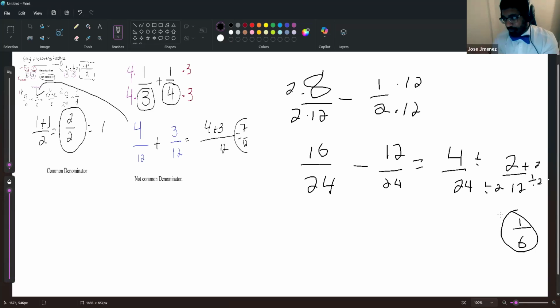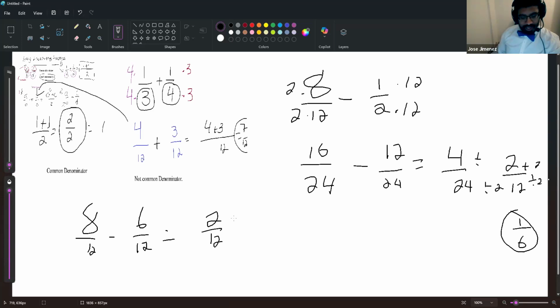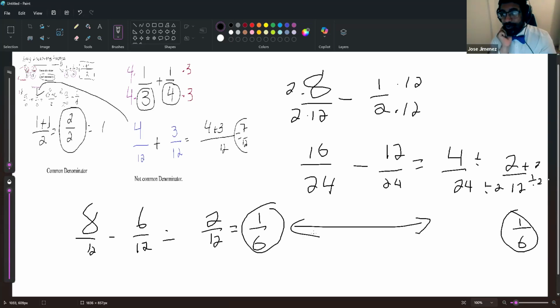which we probably could have got if I would have just multiplied that 2 by 6. So let's see that in action. We can see that no matter what way we go, we're still going to get the same answer. So if I have 8 over 12, and let's say I multiply the second fraction by 6, that's going to give me 6 over 12. And I'm just going to get 2 over 12. And then I'm going to simplify that into 1/6. So no matter which direction I go, I'm always going to get the same answer.